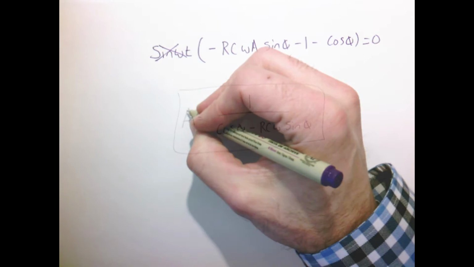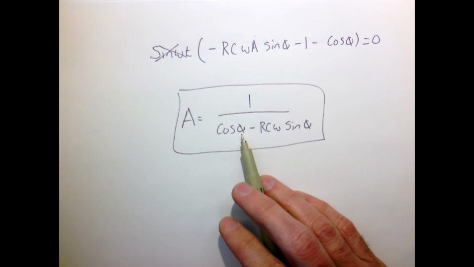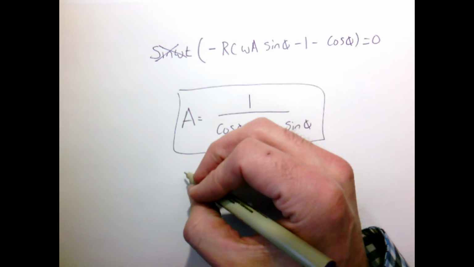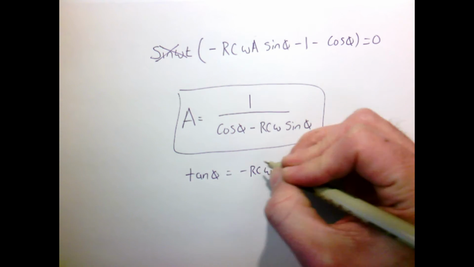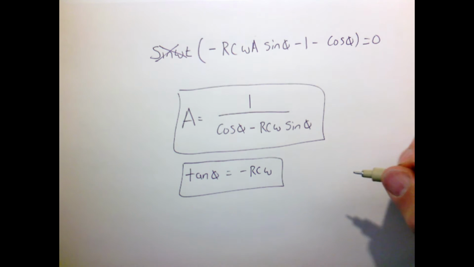So I can rearrange this, and when I rearrange it, I get a formula for A. Now it's a little hard to see what this looks like because it's also got the phase sort of wrapped in here, right? Because we also have this relationship from our other equation. So it's a little hard to see how this behaves, but let's look at it in at least one limit.